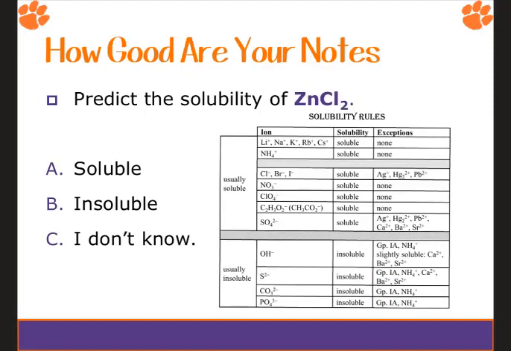All right, so let's test out a few of these compounds and look at the solubility table and determine whether or not these particular ionic compounds are soluble or insoluble. So first is zinc chloride. So check out your table, see what you think, and then we'll talk through it together.